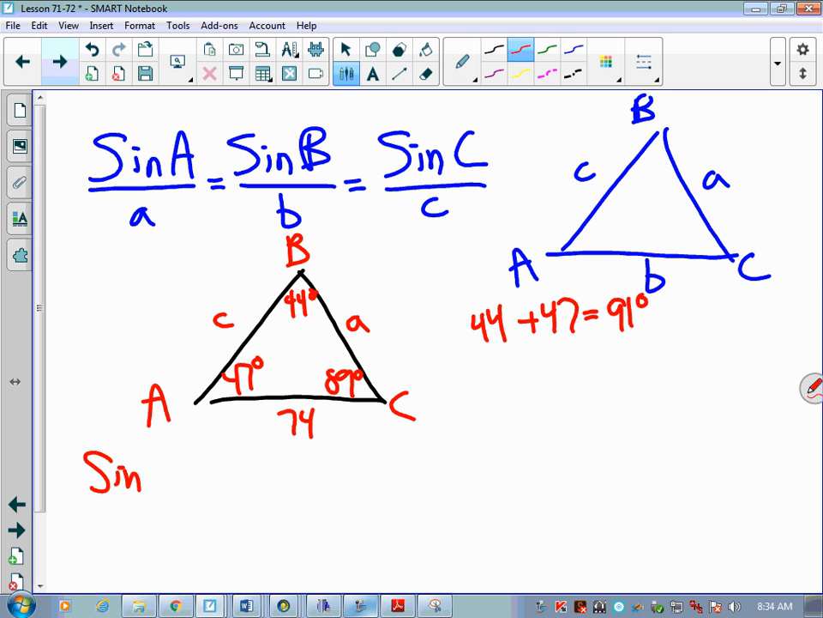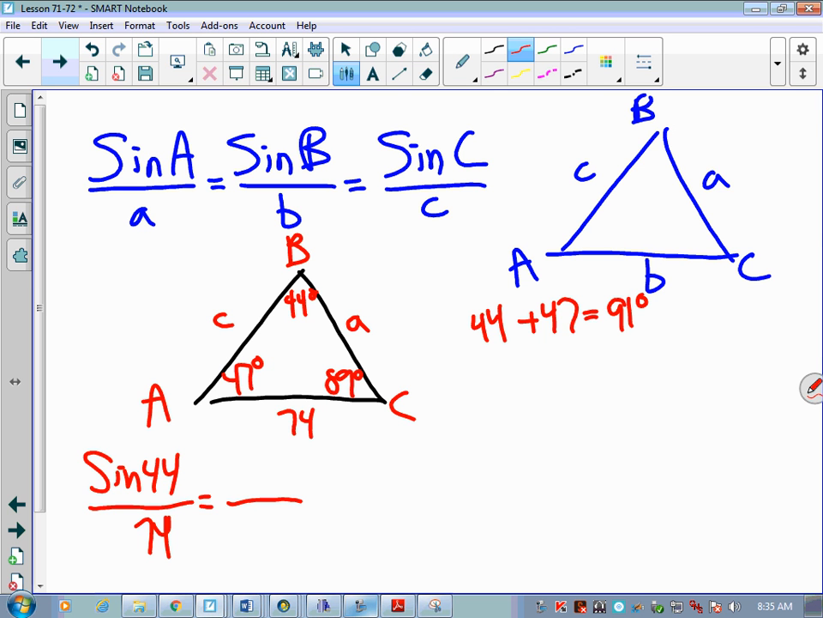So is there an angle and a side opposite of it that I know both? Yeah, B. All right, so let's do that. Sine what? 74? Should be 44. Oh, sine has to be the angle. Over. There you go. Sine 44 over 74.